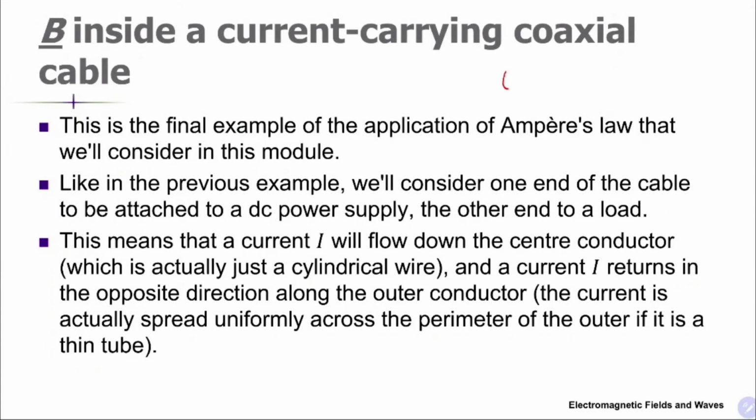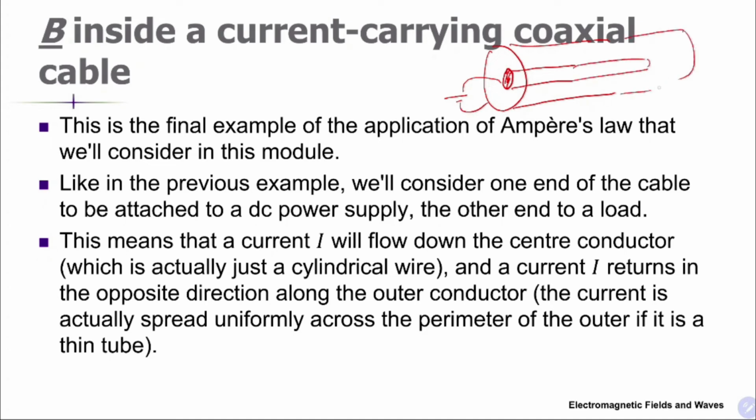Coaxial cable. If you still remember, a coaxial cable has an inner conductor and then an outer conductor. Again, if you put this over a supply at one end and connect the other end to a load, then you have a current flowing in the inner conductor and a current flowing backward in the outer conductor.